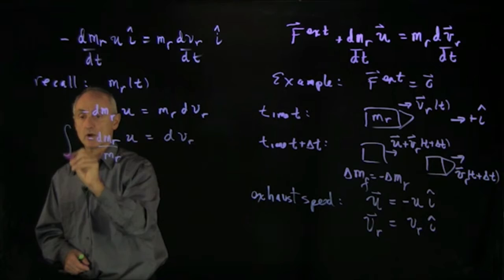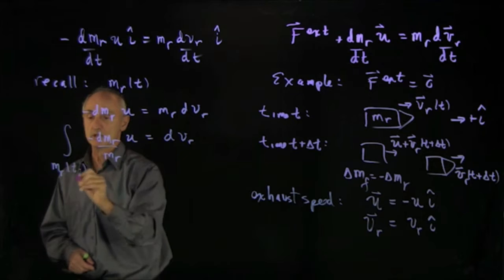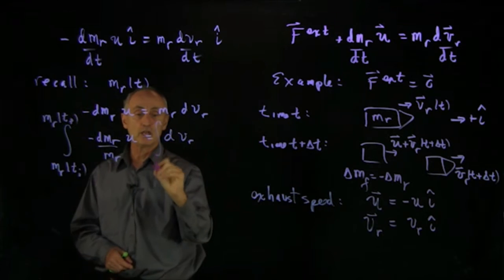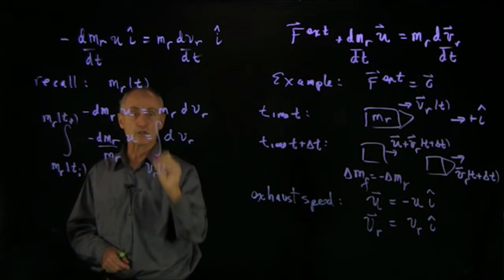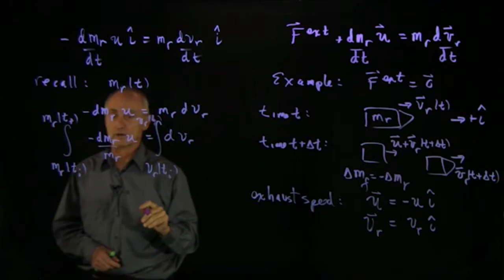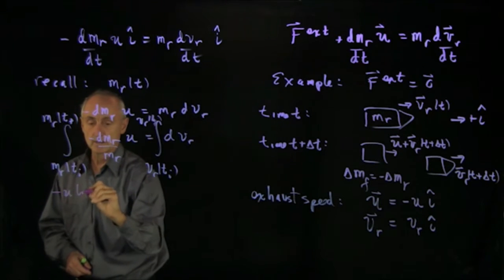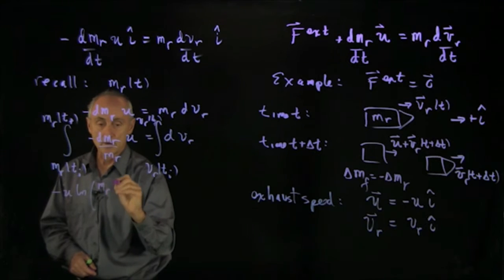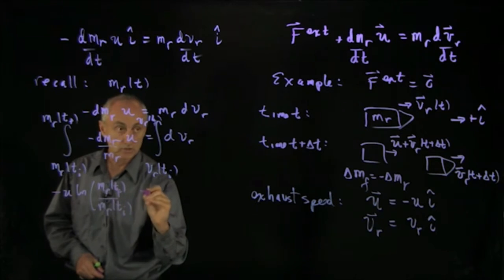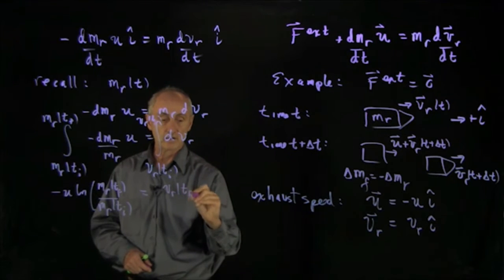Now, when we integrate, we're going to be integrating the mass of the rocket from some initial time, t initial, to the mass of the rocket at some final time. And over here, we're going to be integrating the velocity from some initial time to some final time. And both these integrals are straightforward. On the left-hand side, we have a natural log, so we have minus u natural log of m_r at t final over m_r at t initial. And this side, we just have the velocity difference, v_r at t final minus v_r at t initial.